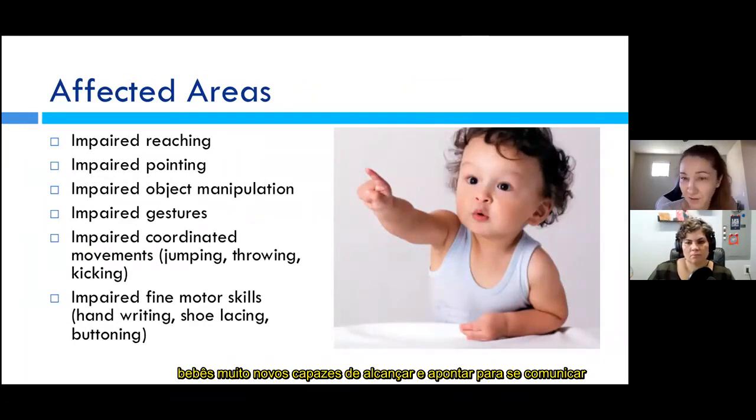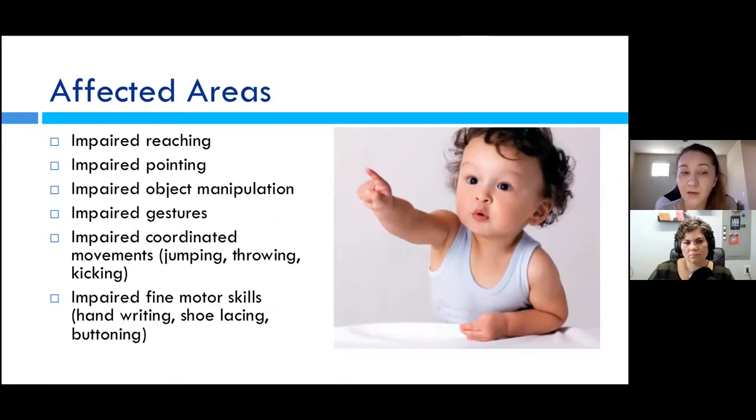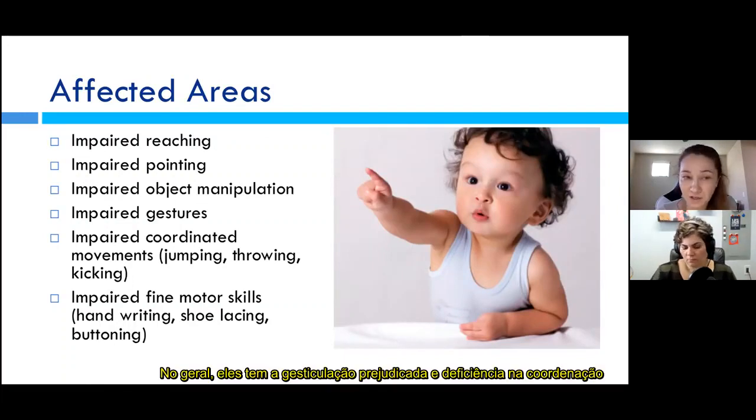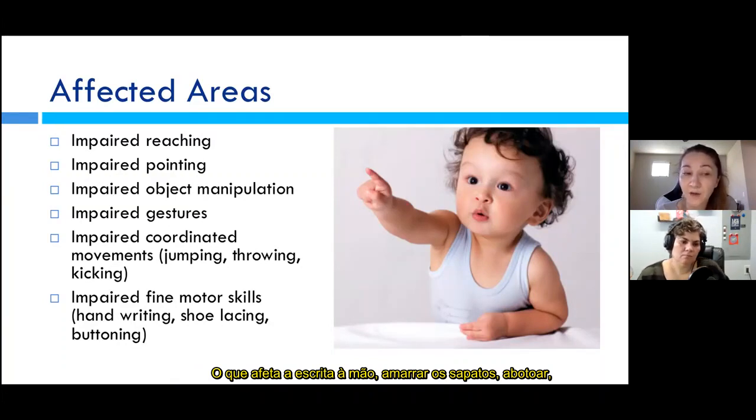So when we look closer at affected areas, babies at a very early age should be able to reach and point to communicate, and that's affected and impaired. They have problems with object manipulation, which in the long term leads to affected play skills. Overall, they have impaired gestures and impaired coordinated movement. So we're going to see children who have difficulties jumping, throwing a ball, kicking, and impaired fine motor skills, which will really affect handwriting, shoelacing, buttoning, all those things that affect the use of hands.